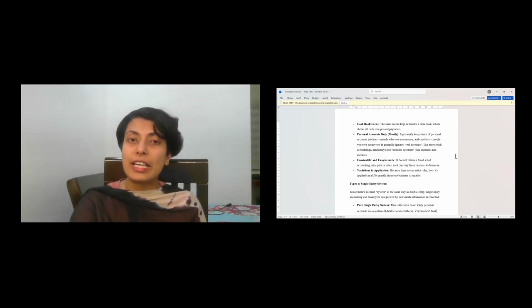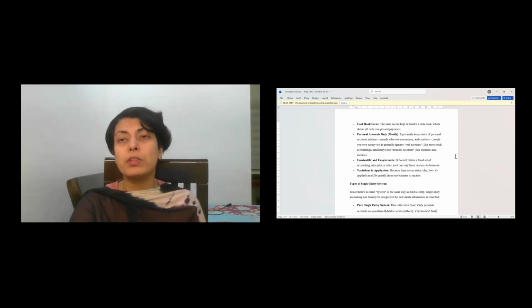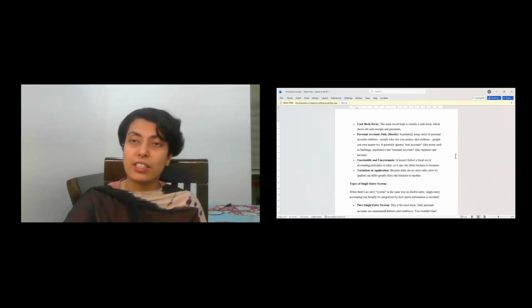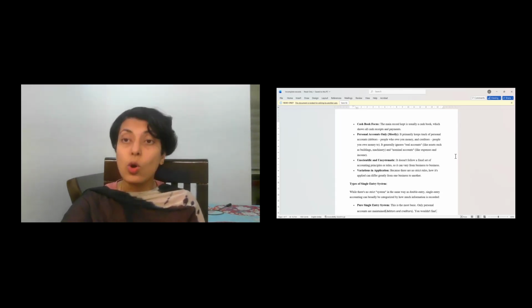After that, mostly the personal accounts are maintained. For example, one person is coming and buying items on credit. In that case, we have to maintain the record of that person who has to pay money to us. Or in case somebody is there whom we have to pay, only those personal accounts will be maintained.